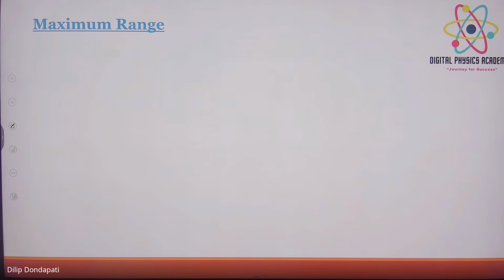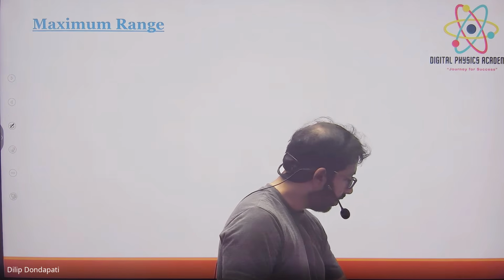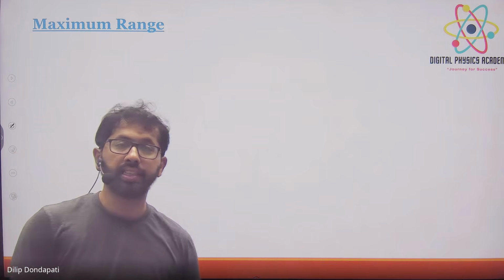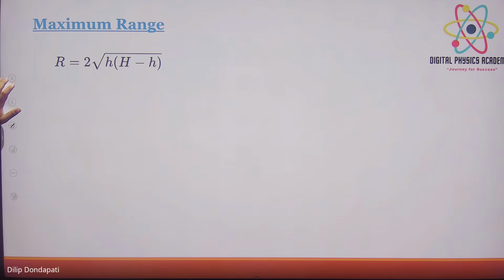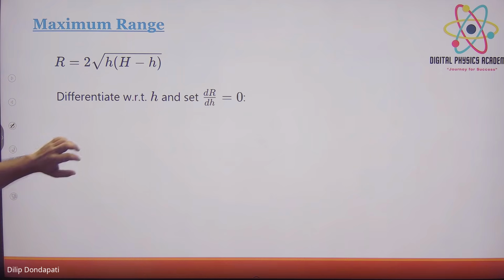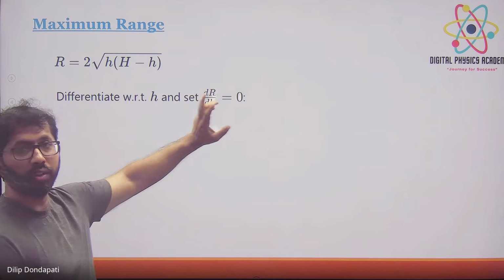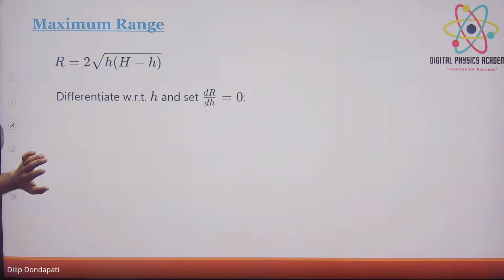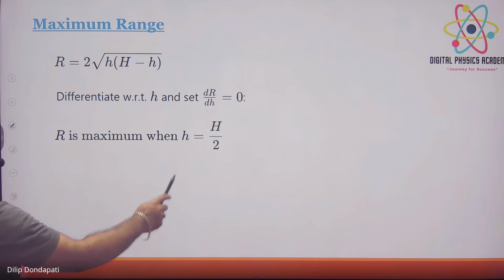Okay, maximum range. You tell me, when will the maximum range happen? Generally maximum or minimum means we have to differentiate, right? This is the formula we got: 2 under root h into H minus h. Differentiate R with respect to h and equate it to 0, because for minima or maxima we differentiate and equate to 0. After solving, you will get h equal to H by 2.